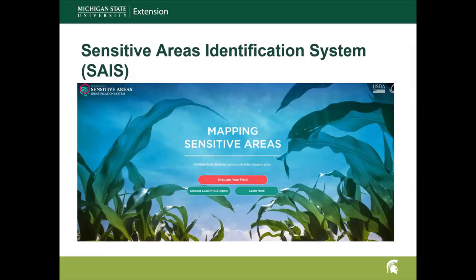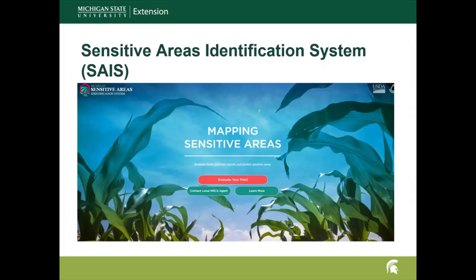So one of the things that we have that can help you deal with some of these issues is the sensitive area identification system. We call this SASE. Essentially, you take your field and you put in all of your management information, like, are you no-till? Did you put manure on? How did you put that manure on?